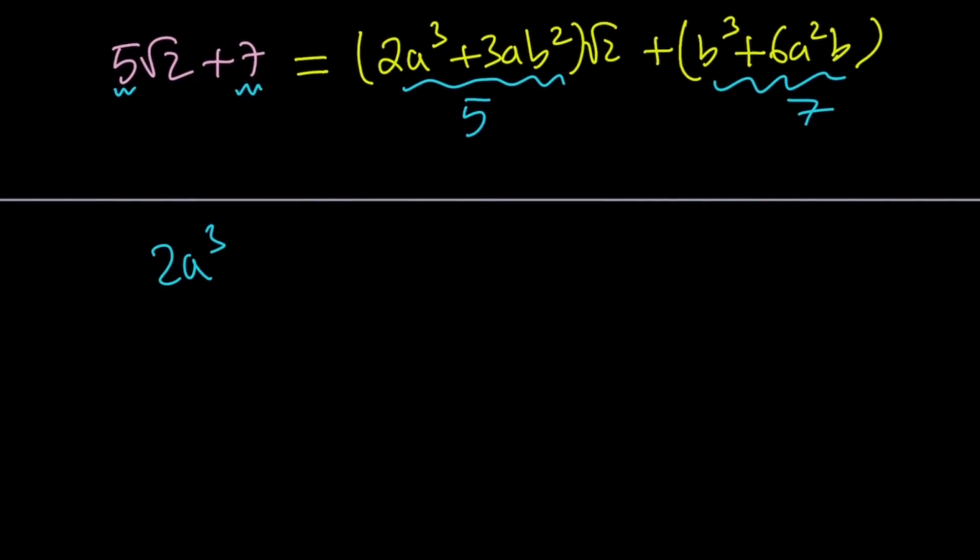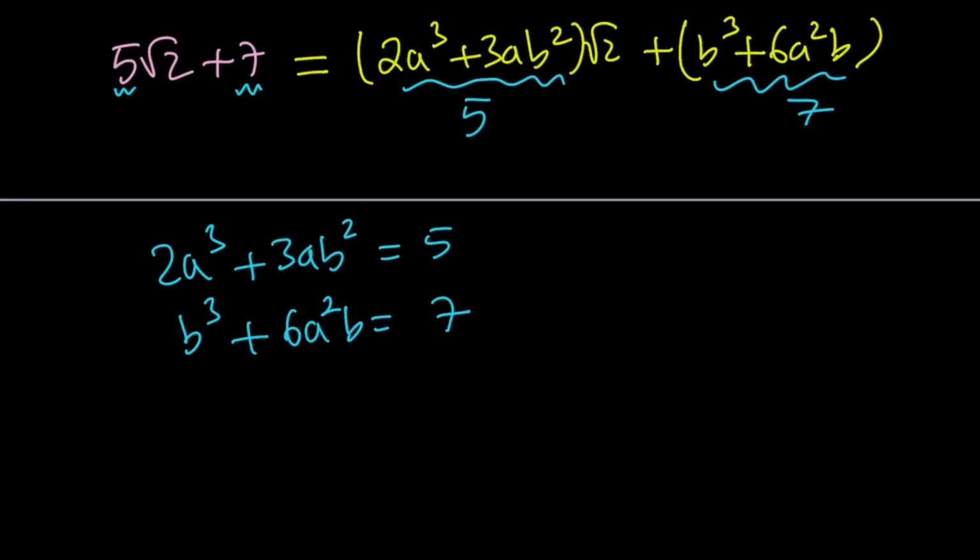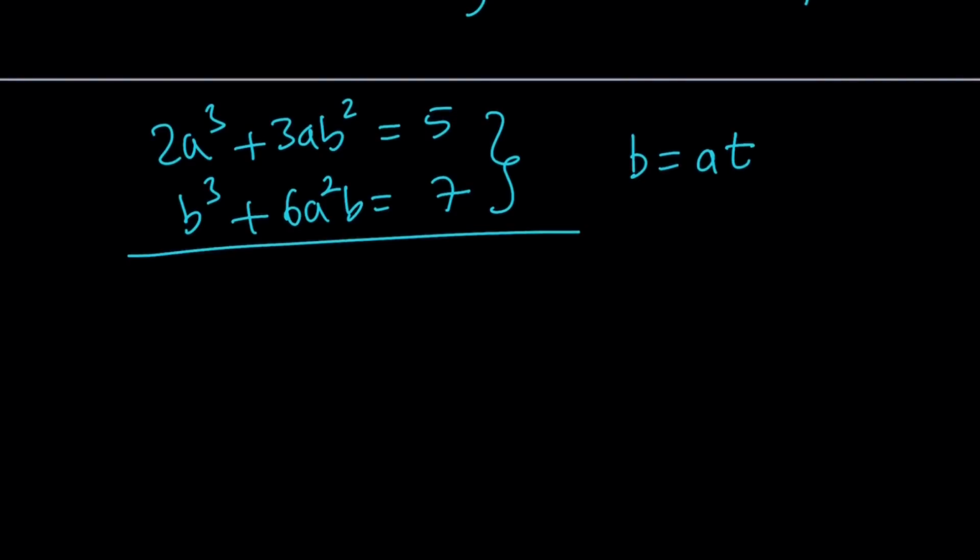Let's go ahead and write it down. 2a cubed plus 3ab squared equals 5. b cubed plus 6a squared b equals 7. And this is a homogeneous system, which means if you replace b with something like, I don't know, at, then you're going to get a nice result. So let's go ahead and do that. Replace b with at everywhere, and let's see what we get.